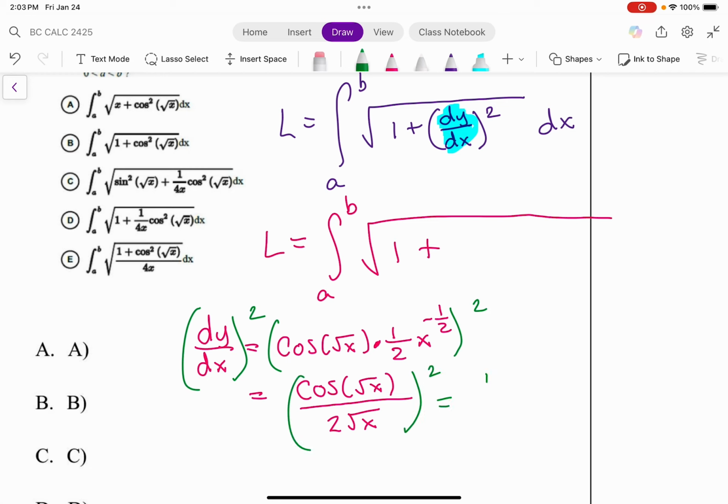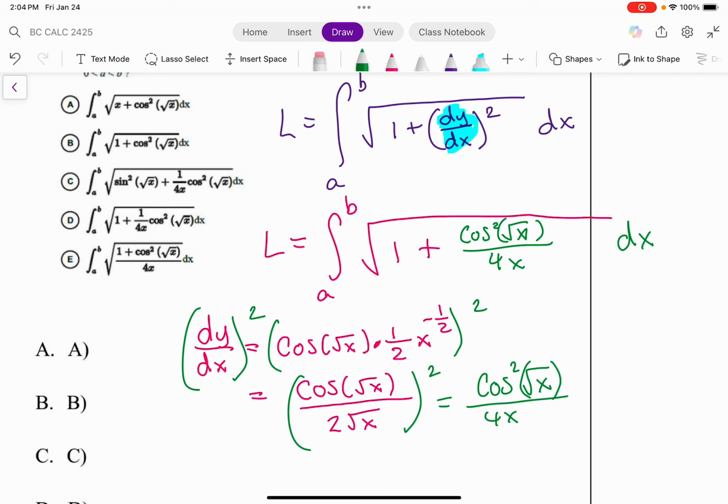that becomes cosine squared of root x divided by 2 squared is 4 and root x squared is x. So that should be cosine squared root x divided by 4x.